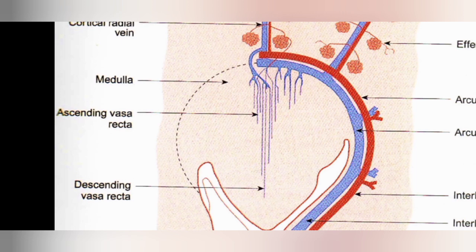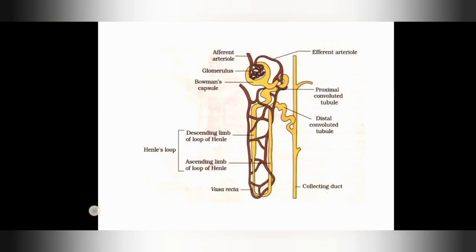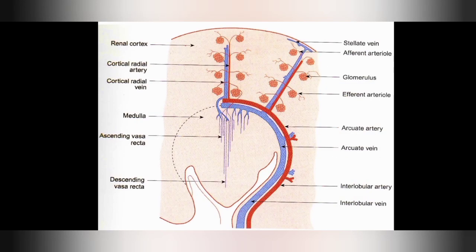So vasa recta are mainly part of the efferent arteriole which is going out of the glomerulus, and their function is that these vasa recta are actually supplying blood or collecting blood from the core of the kidney, or from the core of the cortex where the nephrons are. So these vasa recta are supplying blood or collecting blood from the core part of the cortex of our kidney. See, so that is the vasa recta. So that's all about the renal circulation.